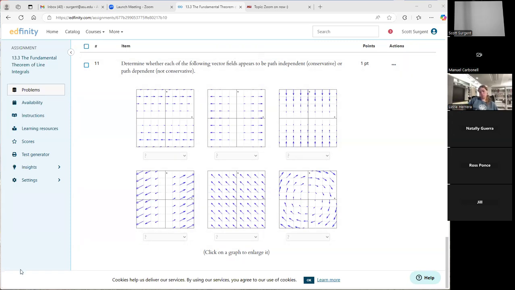I'm going to try a trick here. I'm going to draw a circle. Can you guys see that? Yes, we can see it. Okay, I just want to make sure you can see it.